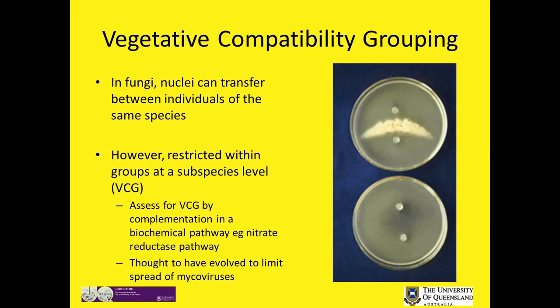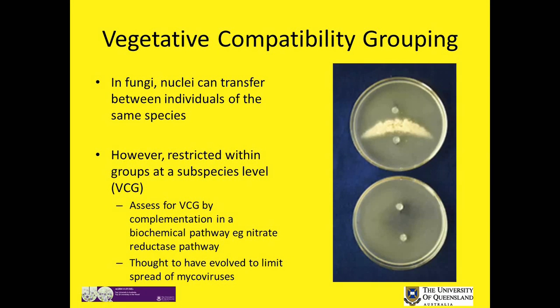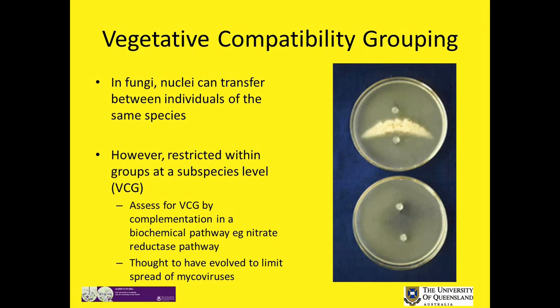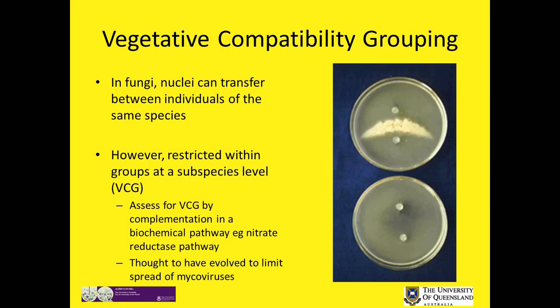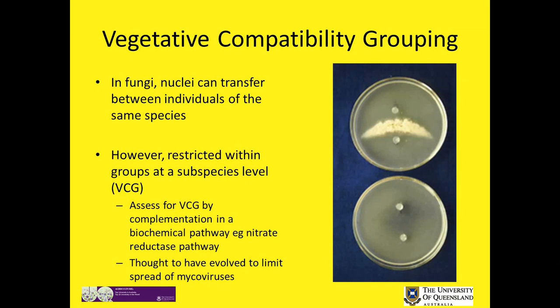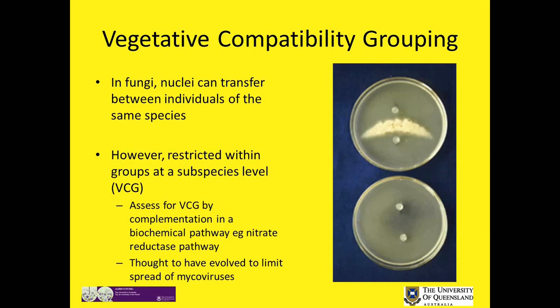So we say they're within the same VCG group where you get complementation in a chemical pathway such as the nitrate reductase pathway. Initially you have to create mutants within that pathway and then see if they'll come back together, and if the mutations are in different steps in the pathway, they'll complement each other and allow them to grow on a media, chlorate media, which allows them to grow on that. So it's not an easy process. It can take several weeks just to see if these two isolates are genetically related.